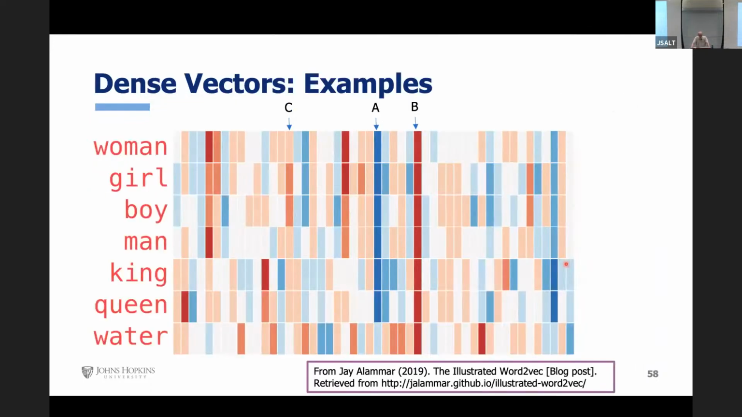Just to give you an example of dense vectors, here's an example of a 50-dimensional word2vec where the different colors represent the different weights of the dimension. And you can see that there's some regularities across these. This A column almost looks like it has some meaning, right? What would you guess the meaning for the A column would be?